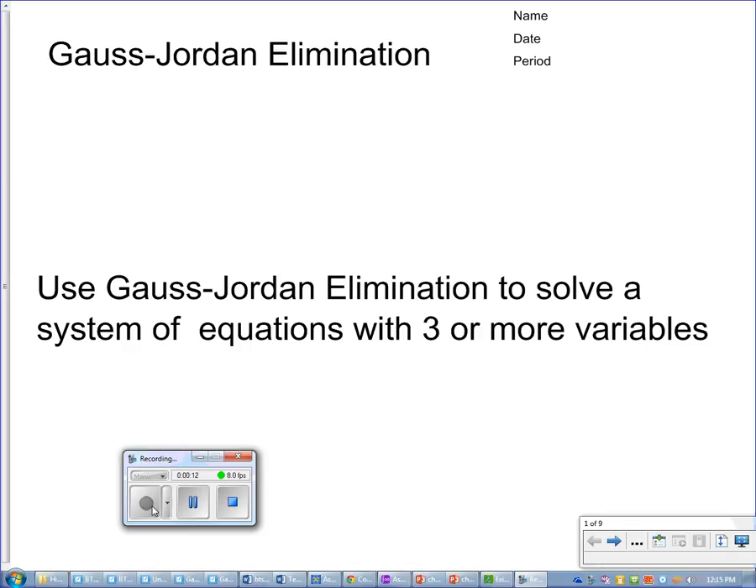And the goal of this set of notes is to be able to use Gauss Jordan elimination to solve a system of equations with 3 or more variables.